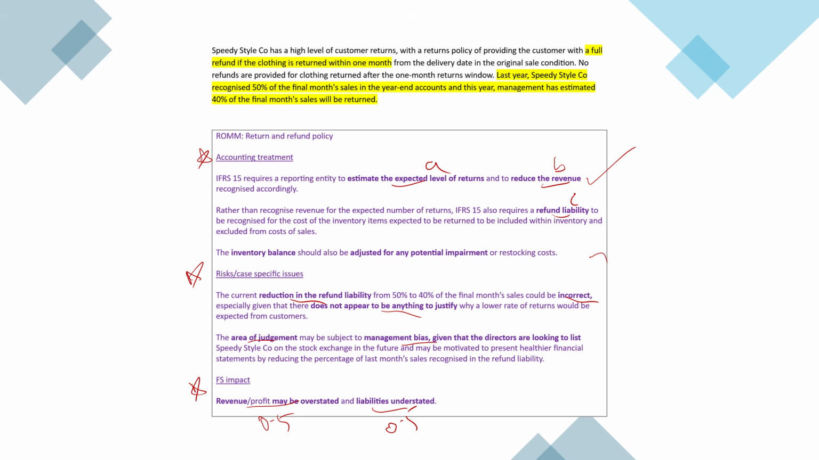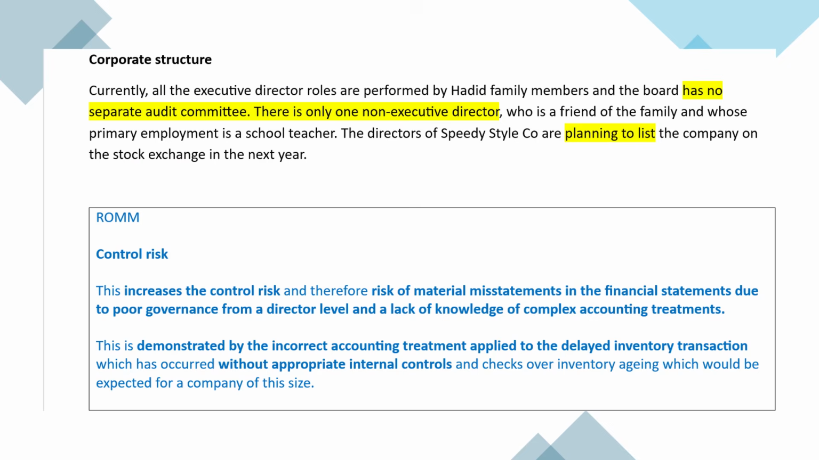Now, this evaluation gets me my technical and my professional skills marks. If you note, I've discussed judgment, I've discussed management bias, I've explained that it is incorrect that they are reducing the liability where nothing really has changed, and I'm concerned this might not be justified.